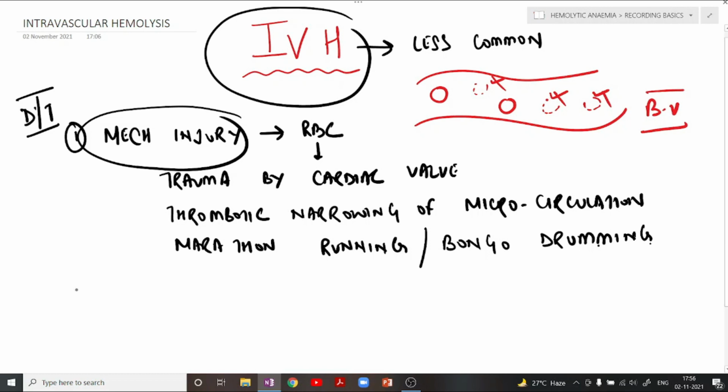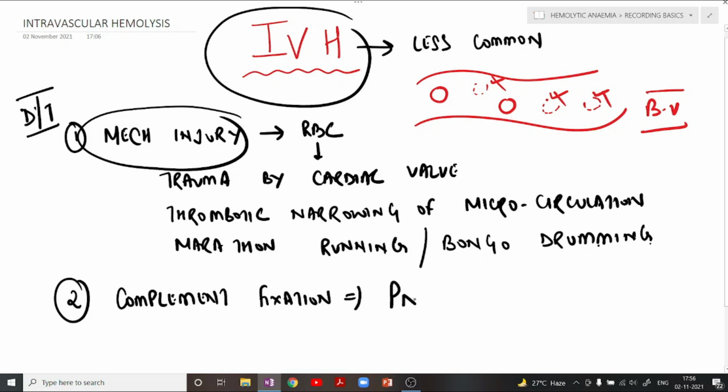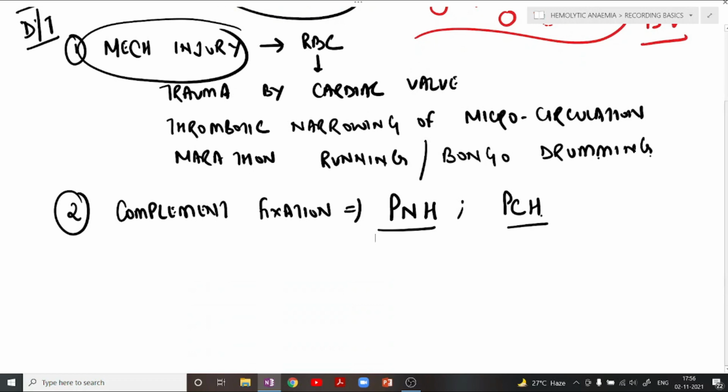Second condition can be in case there is complement fixation. There are two conditions over here that we will see. One is paroxysmal nocturnal hemoglobinuria, and the other condition is paroxysmal cold hemoglobinuria. PCH and PNH are two hemolytic anemia conditions which are associated with intravascular hemolysis.